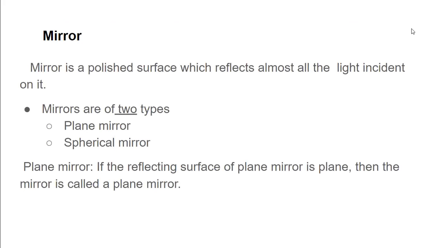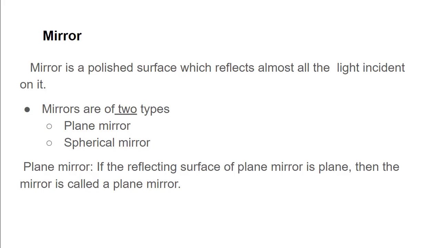Next, mirror. Definition of mirror: a mirror is a polished surface which reflects almost all the light incident on it. When the light rays fall on that polished surface, all the light rays will be reflected. All the light rays will bounce back in the same medium. That's why the mirror is the polished surface which reflects almost all the light incident on it. Mirrors are of two types. One is the plane mirror and the other one is the spherical mirror.